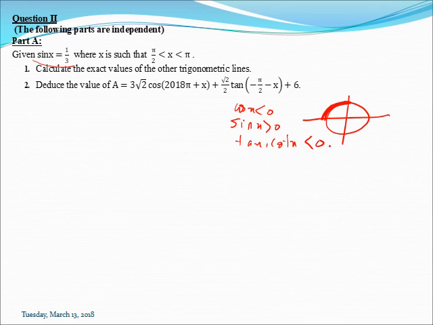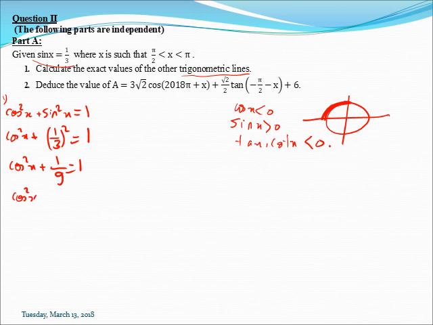Calculate the exact value of the other trigonometric lines. First, find cosine x. We know that cosine square x plus sine square x equals 1. Sine x equals 1 over 3, all squared. Cosine square x plus 1 over 9 equals 1. Then cosine square x equals 1 minus 1 over 9. Cosine square x equals 8 over 9.